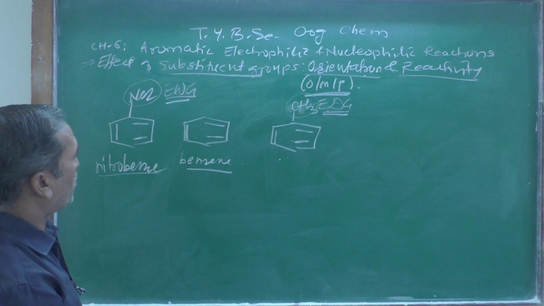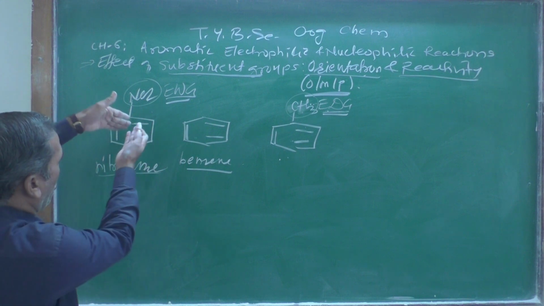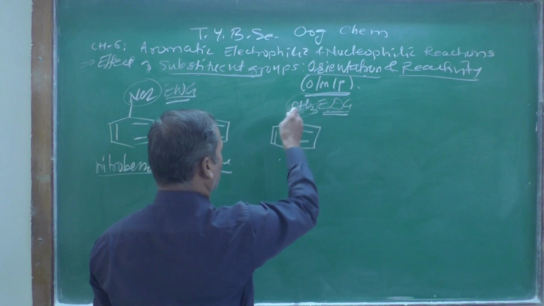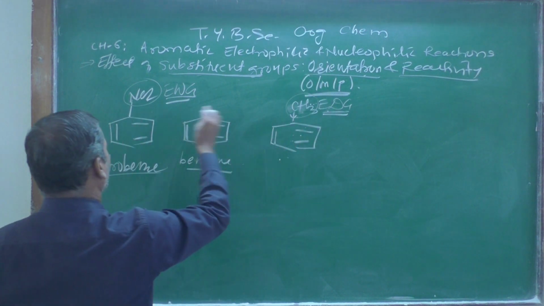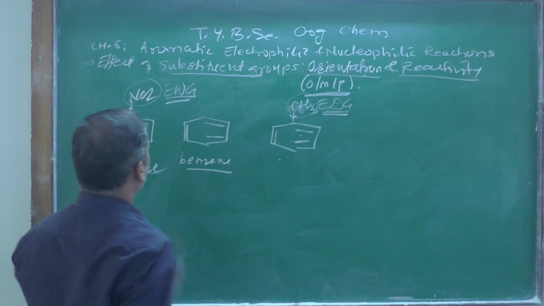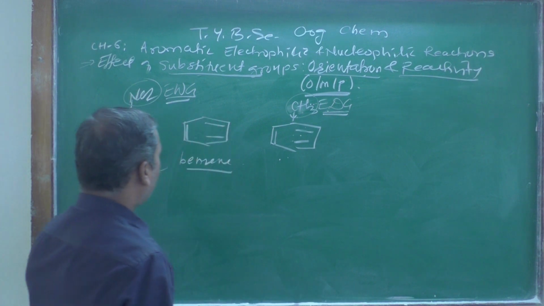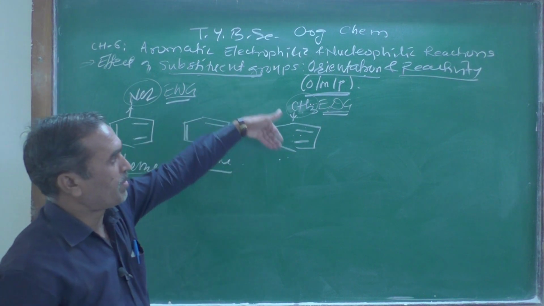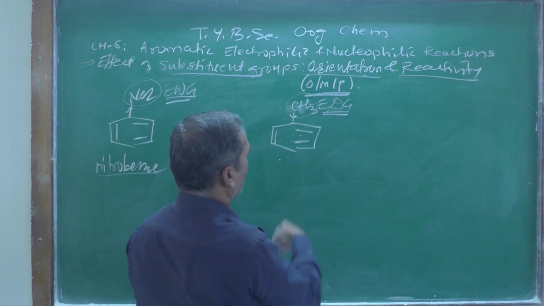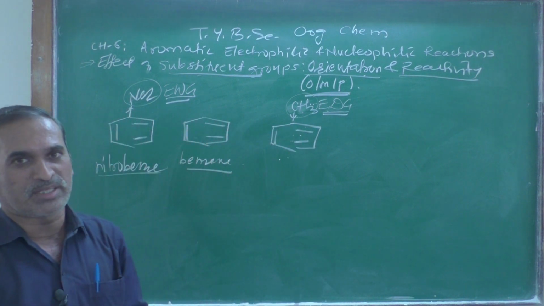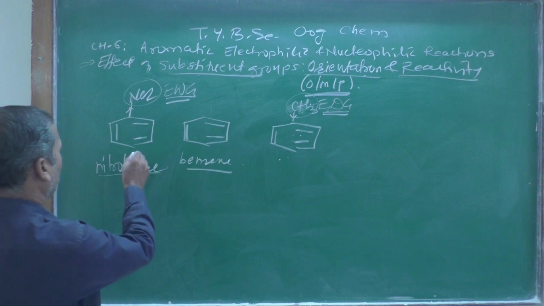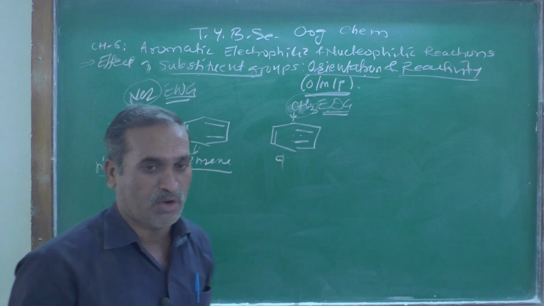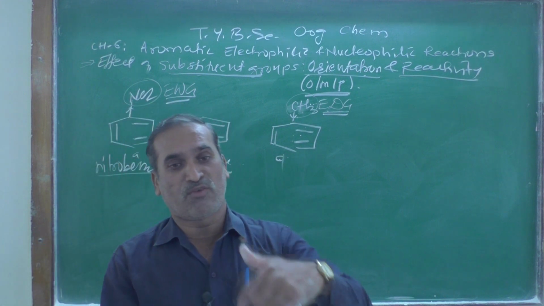When electron withdrawing groups are there, they withdraw electrons from the benzene moiety, and electron donating groups donate electrons to the benzene ring. The arrow should be like this, pointing toward the benzene ring. That type of thing is happening here. Now when we talk about the reactivity of these three compounds, A, B and C, which compound is the most reactive one and why?